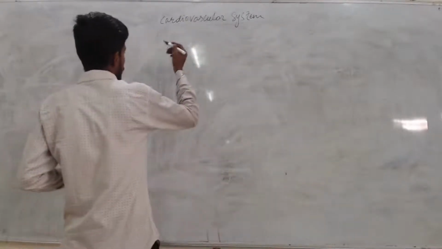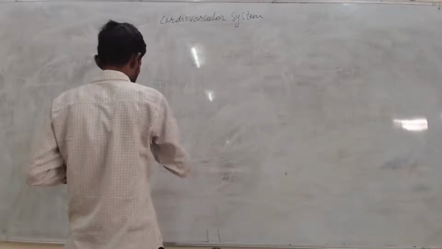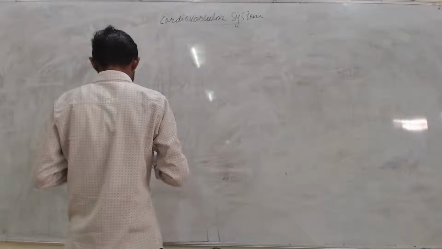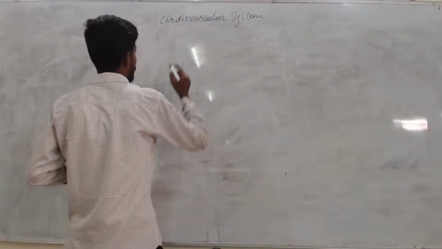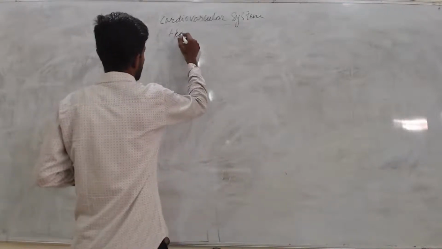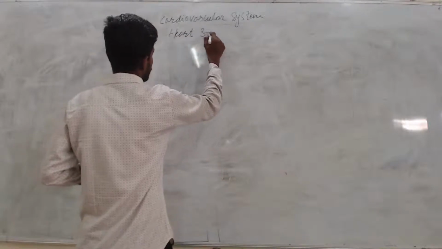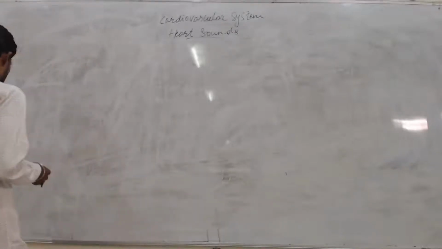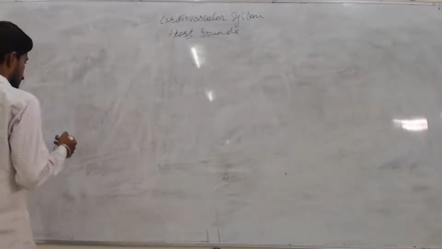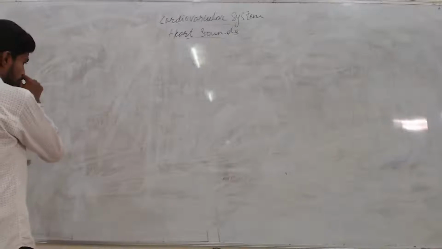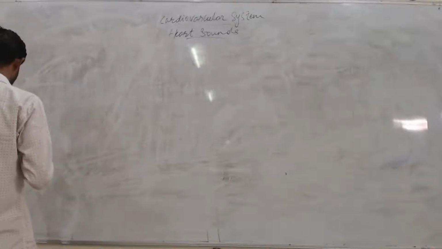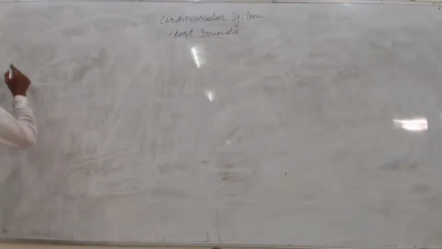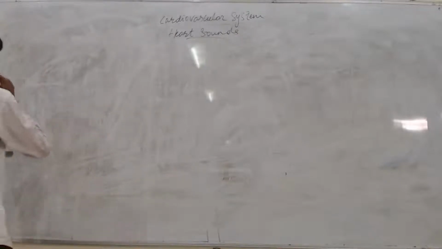Cardiovascular system. In that, we have yesterday studied about the systole, diastole, and sinoatrial node. Today we are going to discuss the heart sounds. How does the heart produce the sounds? And what are the valves or the structures involved in the production of heart sound? We can see one by one.